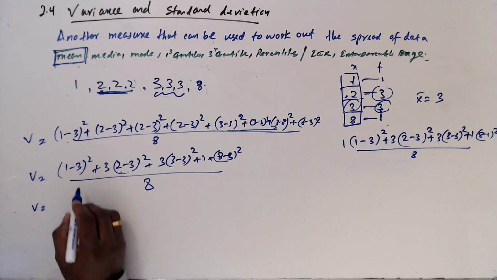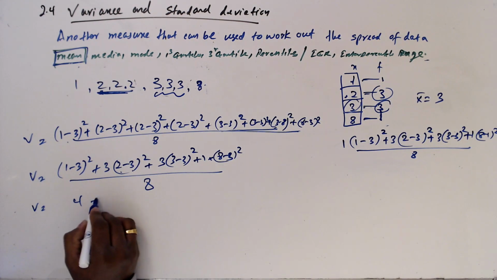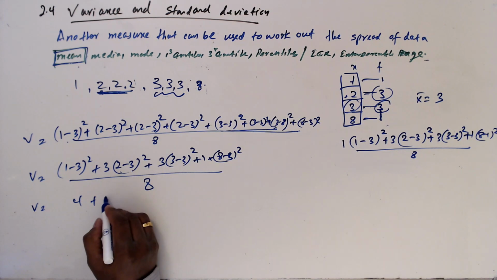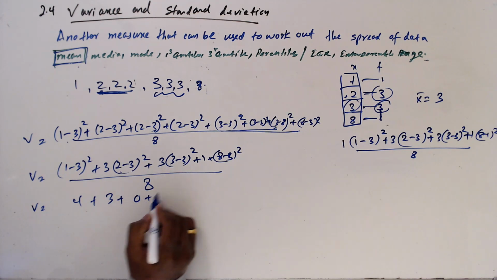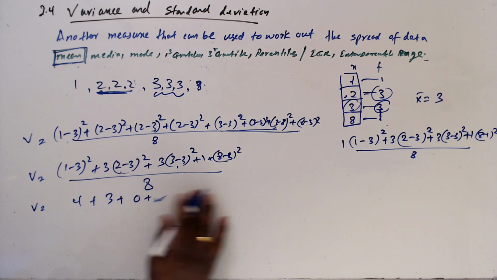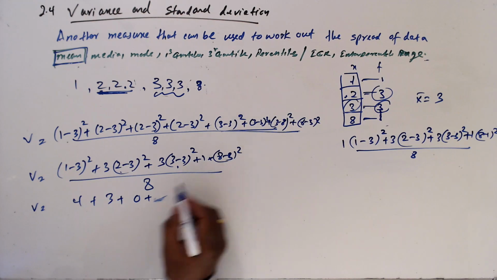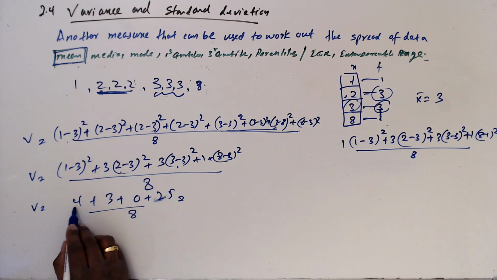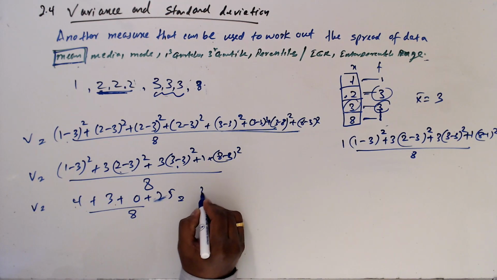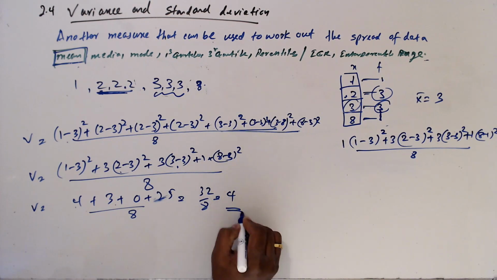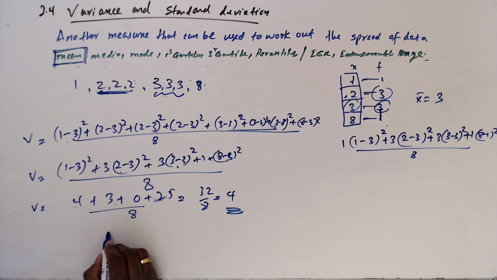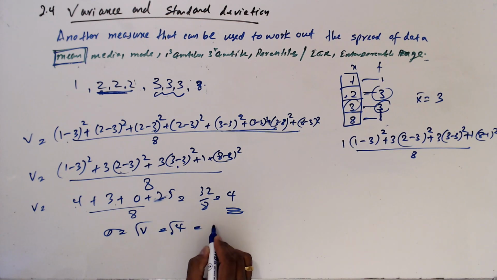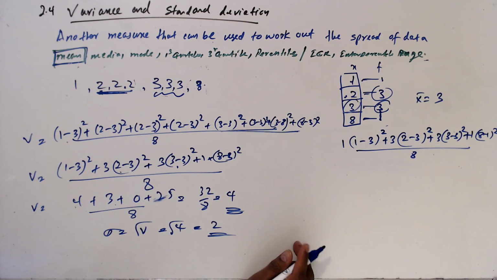So this is going to be 1 minus 3 is minus 2, square is 4. This is 2 minus 3 is minus 1, then 1 square is 1 times 3 is 3. This is 0. And this is 8 minus 3, 5, 5 square 25 over 8. So this is going to be 29 plus 32 over 8. So V is 4. Then standard deviation sigma is the square root of V, which is the square root of 4, which is 2.